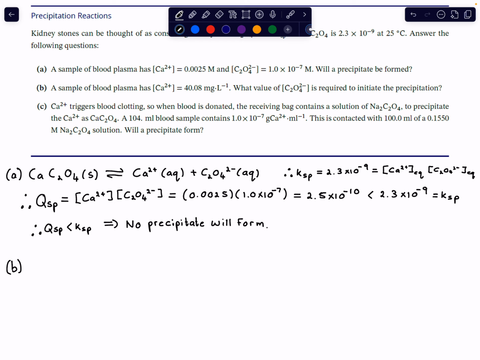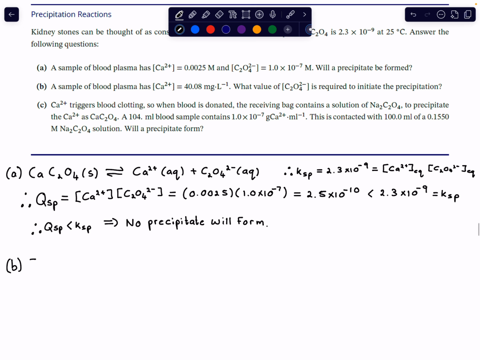What value of the oxalate anion is required to initiate precipitation? So in this case, we're given a concentration of one species, and then we're asked how much of the other species is required to induce precipitation. We're basically asked to use KSP to calculate what will force a precipitate to form. So our first step is to convert this calcium 2+ to molar, right? Because hopefully you've recognized that this concentration unit that we were given is not in a molar quantity.